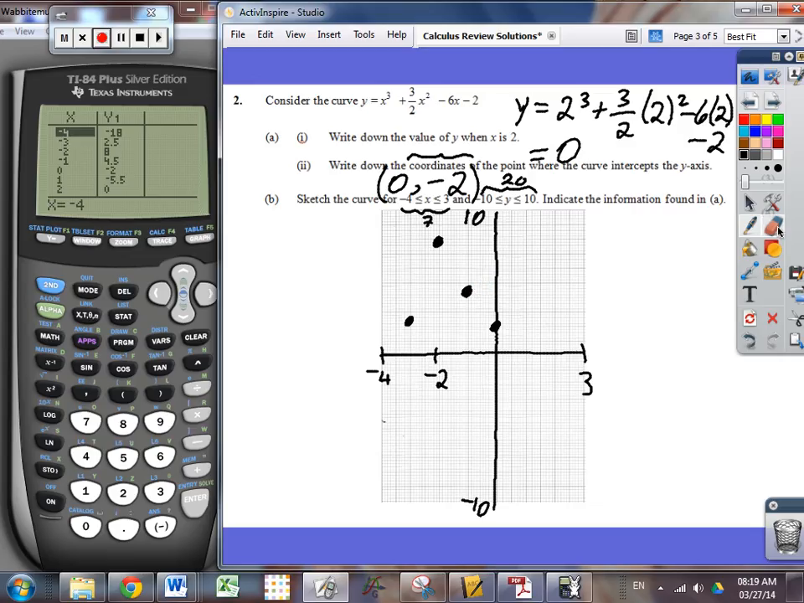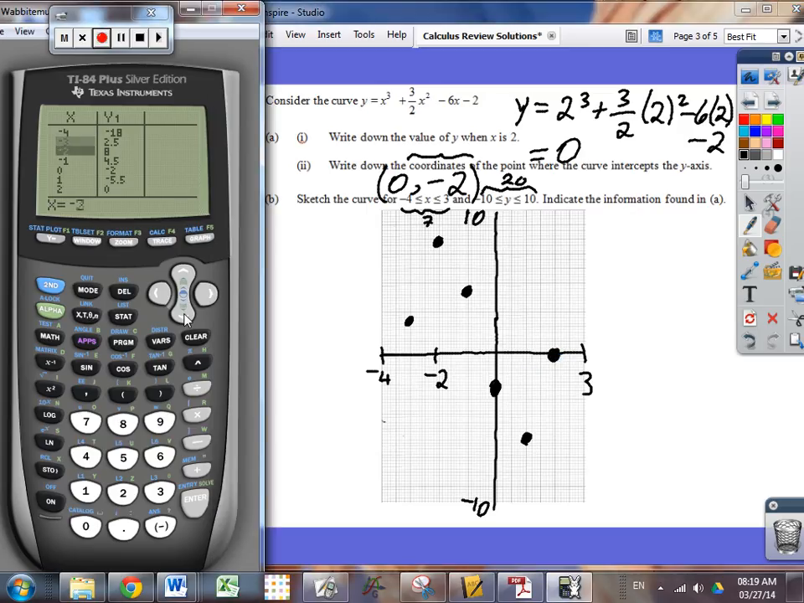Shouldn't it? Sorry. Negative 2. There. When we're at 1, we're at negative 1.5, negative 5.5. When we're at 2, we're back to 0. And when we're at 3, we're at 20.5. Wow, we're off again.